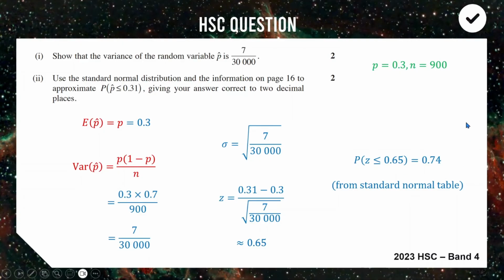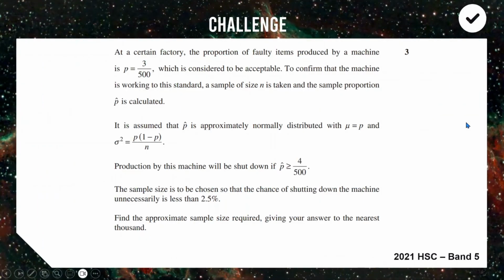From the standard normal table. Okay, and now to finish off, thank Christ, I think I'm getting delirious. This is like a 600-hour video. This is a band 5. This one's actually pretty challenging from 2021. Let's dive in for 3 marks.